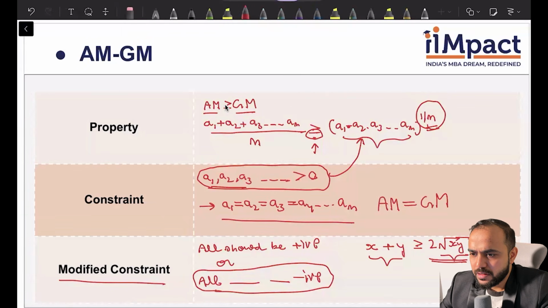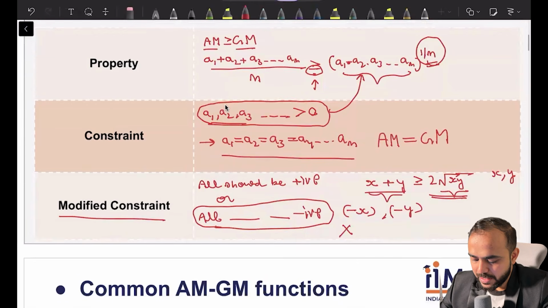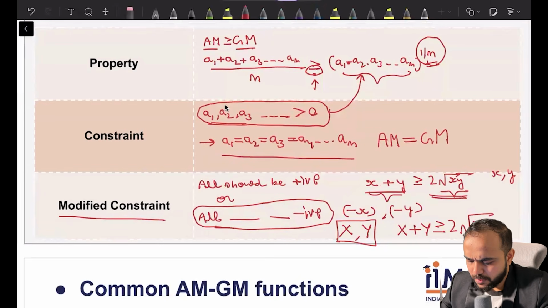However, if I multiply this x and y with -1, if I say I have minus x and minus y, and I call these capital X and capital Y, can I now apply AMGM on capital X and capital Y? In which case I will get capital X plus capital Y is greater than or equal to 2 root capital XY. This is possible because X and Y are positive numbers.